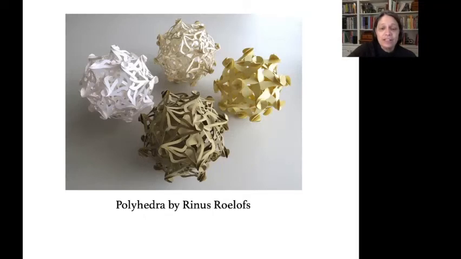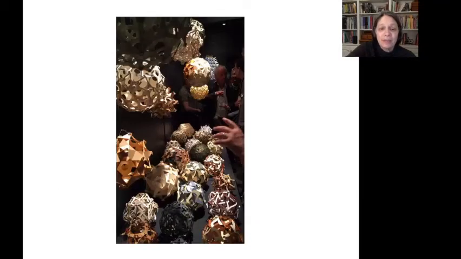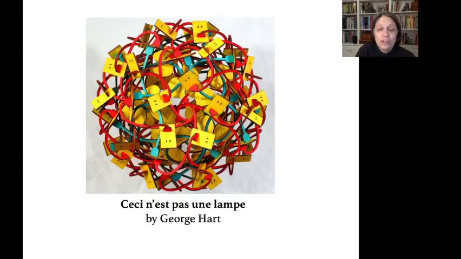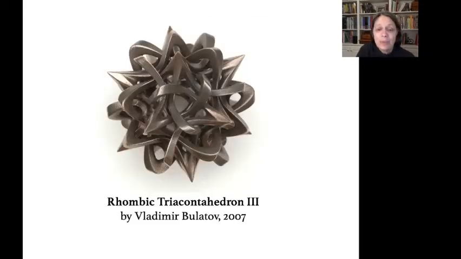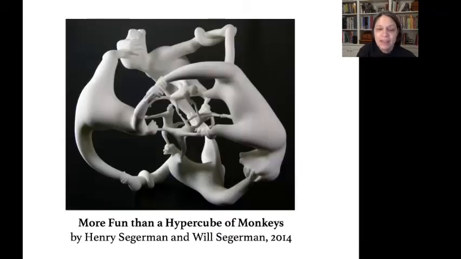These artists include Rinus Roelof, who creates paper sculptures using interlocking pieces and no adhesives. Rinus has created paper sculptures based on a great variety of polyhedra. George Hart is very well known for his sculptures based on a variety of geometric concepts. And 3D printing has opened up a world of possibilities for mathematical forms. This is a stellation-based sculpture by Vladimir Bulatov. It is 3D printed in bronze. This 3D print demonstrates a complex mathematical idea with a charming ball of monkeys.